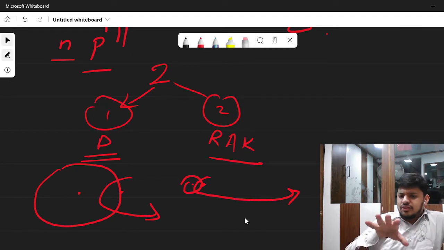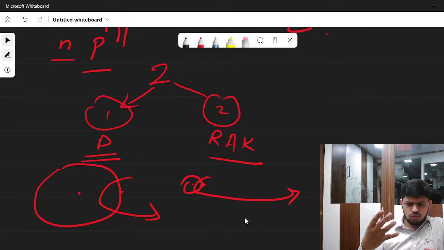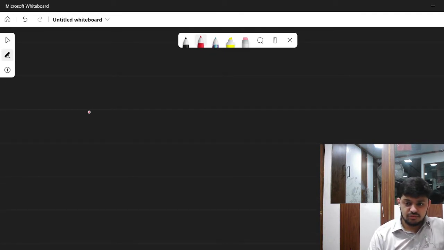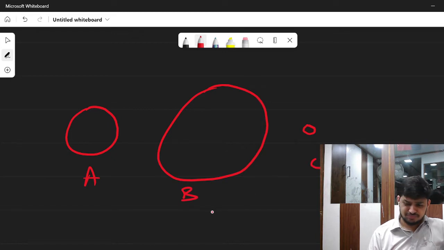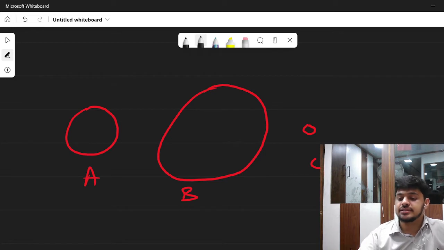So the concept of the ionization energy, now think about the ionization energy. Think more. Now tell me, there is an atom, this atom, and this atom. This is A, this is B, and this is C. Tell me whose electron can be removed very easily. It means whose ionization energy is very less. Tell me, whose ionization energy is very less?